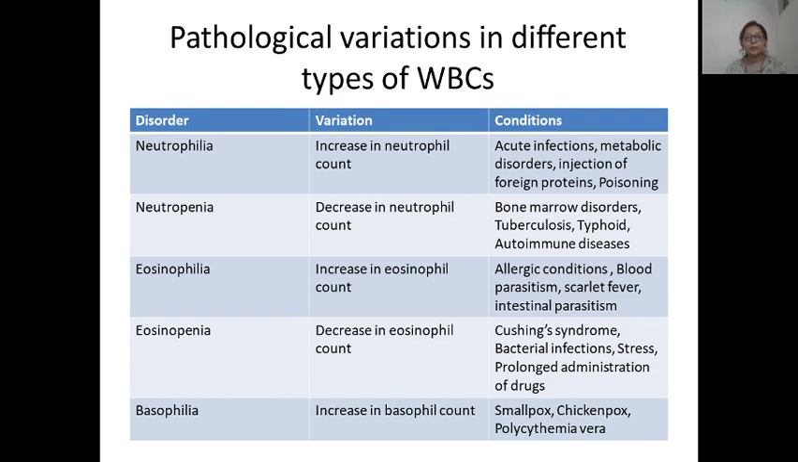Eosinophilia is termed when there is an increase in the amount of eosinophils, and it happens in allergic conditions, blood parasitism, scarlet fever, and intestinal parasitism. Eosinopenia is a decrease in the eosinophil count, and it happens in Cushing syndrome or hypercorticolism, bacterial infections, stress, and prolonged administration of drugs like corticosteroids.